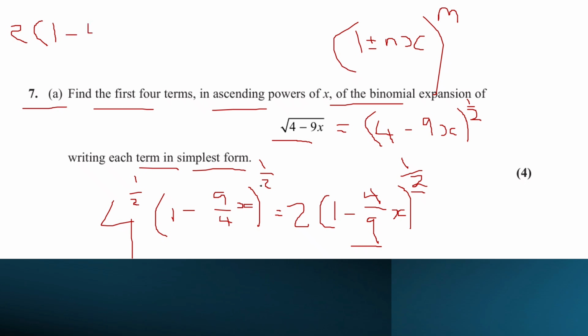I'm going to simplify at the end, guys. And then what's next? Well, I'm going to have plus a half, brackets, a half minus 1, over 2 factorial, which is just 2 times 1, which is going to be 2. And I'm going to multiply that by the coefficient of x here, so minus 9 quarters x, all squared.